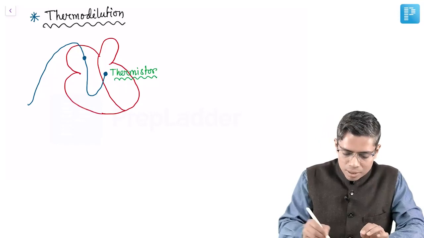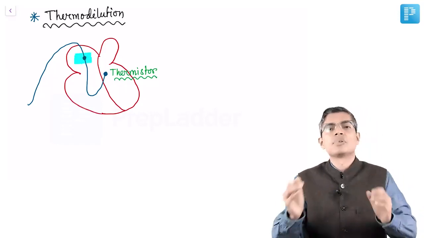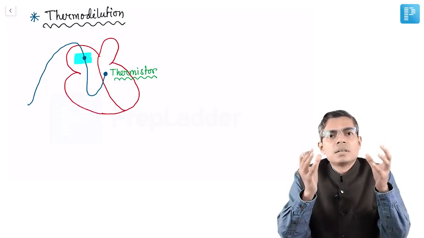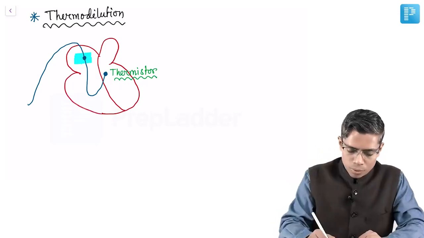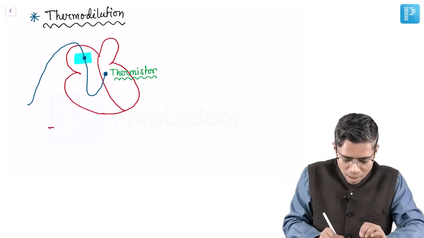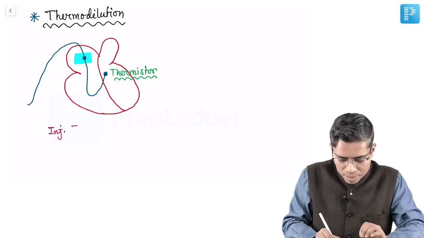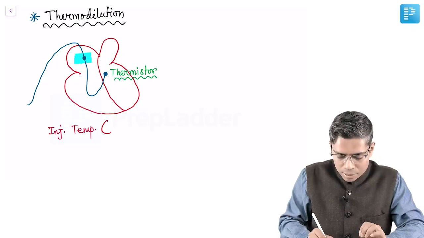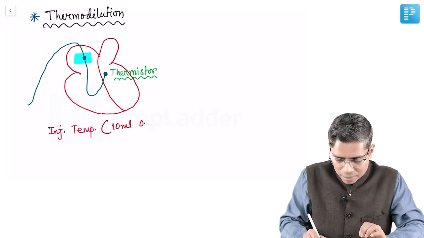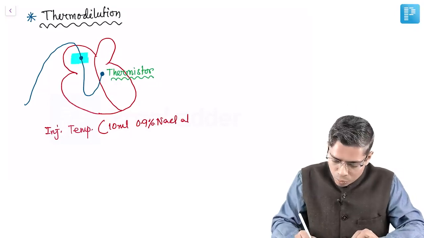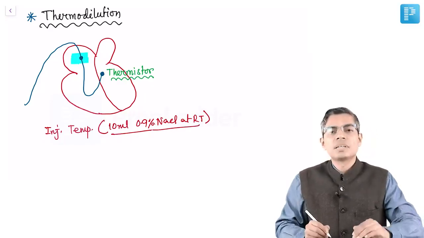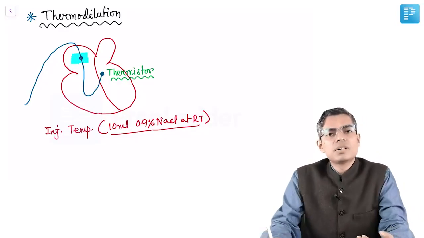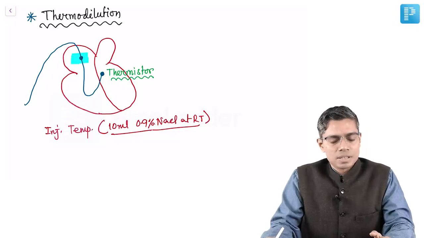Through this opening we are going to inject a certain amount of temperature, which means normal saline will be injected at room temperature. So in the thermodilution method, you are giving an injection of temperature in the form of 10 ml normal saline, 0.9% NaCl solution, injected at room temperature, and this injection should be done at the end of expiration. Why end of expiration? Because you know cardiac output changes during inspiration and expiration. So there is a fixed method.